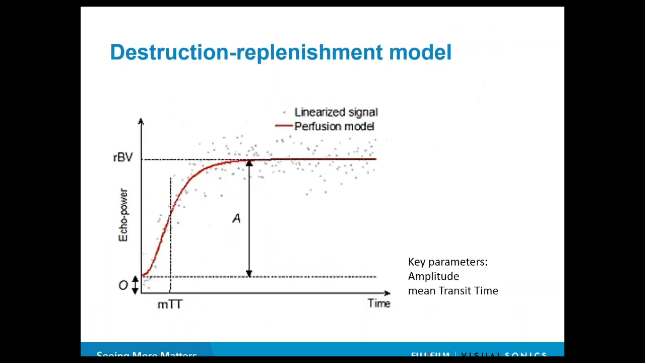The second model we had is the Destruction-replenishment model, and this is quite easy. In this case, there are fewer parameters to look at. There's amplitude and there's mean transit time. Amplitude, once again, is how much more signal you have after replenishment compared to the baseline. And the mean transit time is when you reach half that level, and it gives you a time component here.